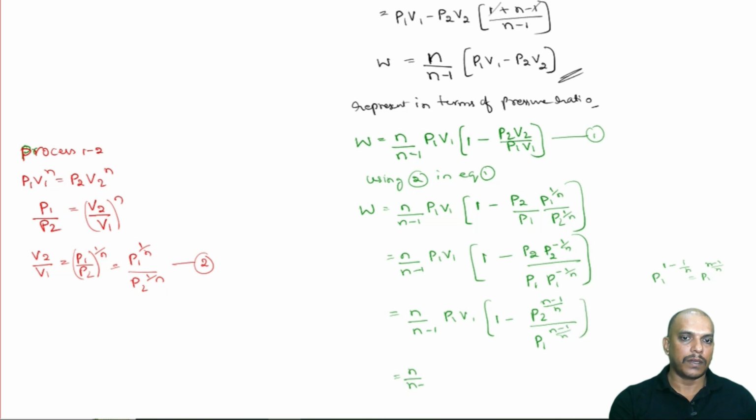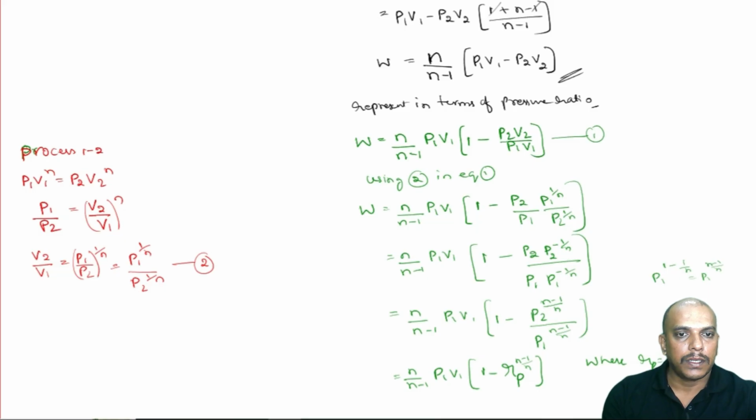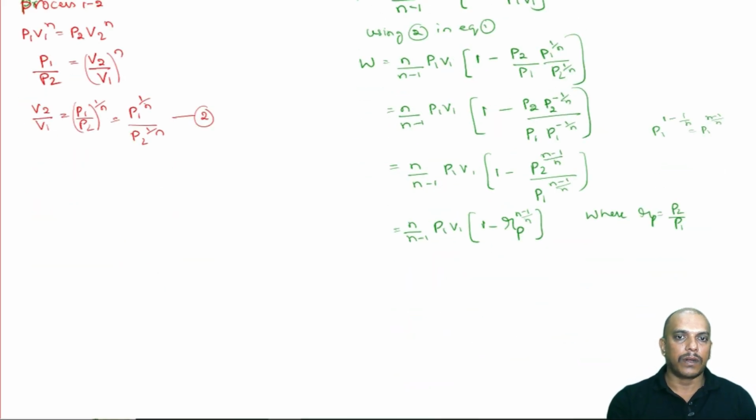So, we can rewrite it like n by n minus 1, P1 V1, 1 minus, now this P2 by P1 can be written as pressure ratio Rp power n minus 1 by n, where Rp is pressure ratio P2 by P1, that is delivery pressure by suction pressure, all right. Now, this is the equation we have got: W net, work required in a compressor, is given by this equation.